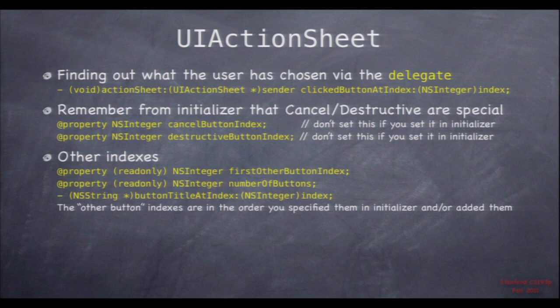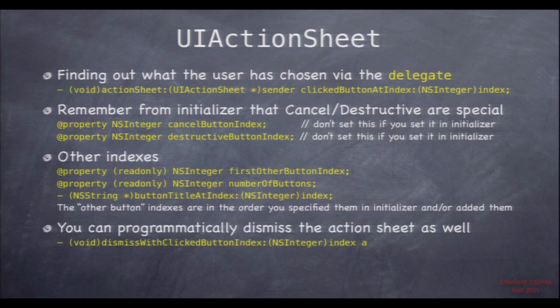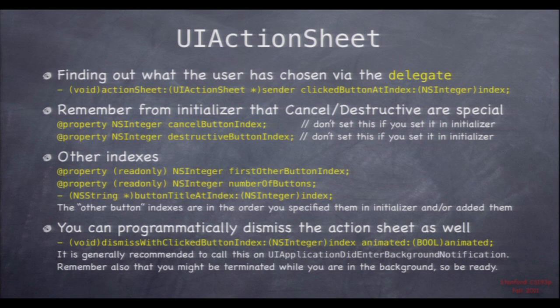You can also find out what the index of the first button is and things like that, so you can do some math. But usually you're just going to compare the strings. You have to be a little careful with localization there. Make sure you're comparing the string that you put in the UI to the string that comes back. And you can also programmatically dismiss the action sheet.